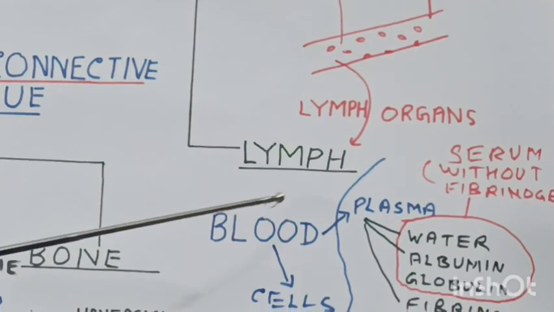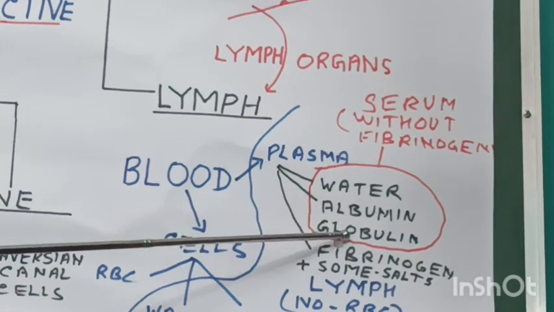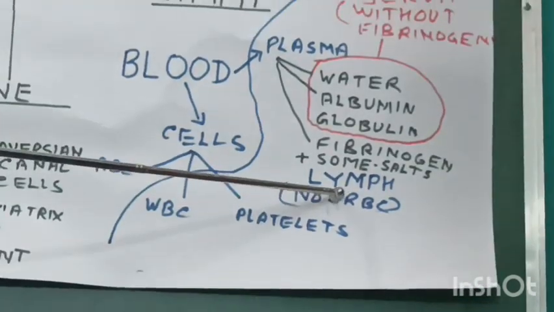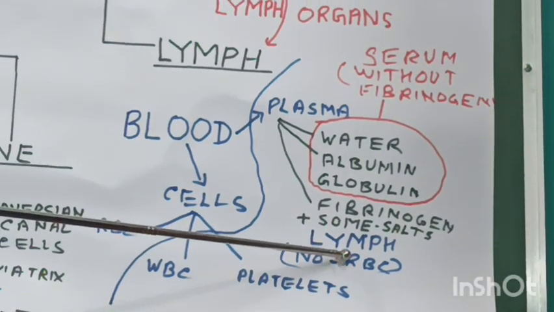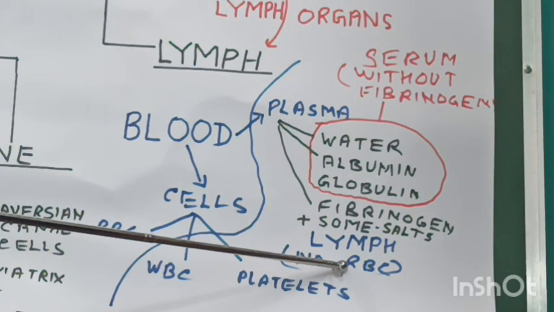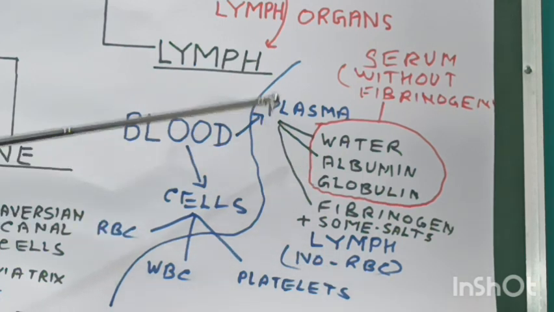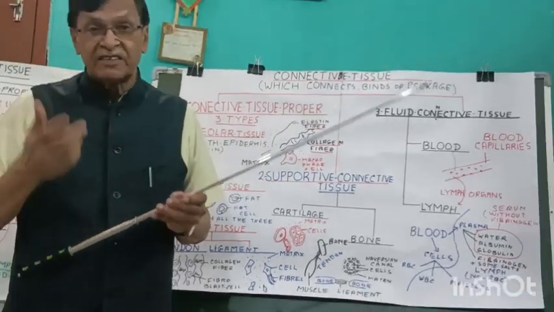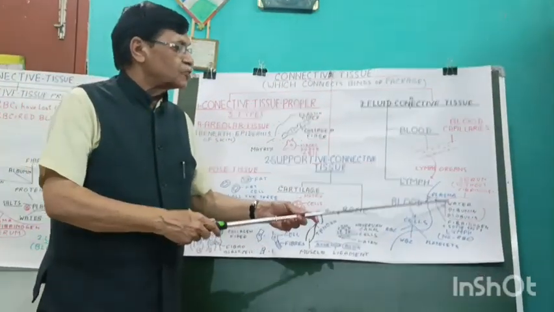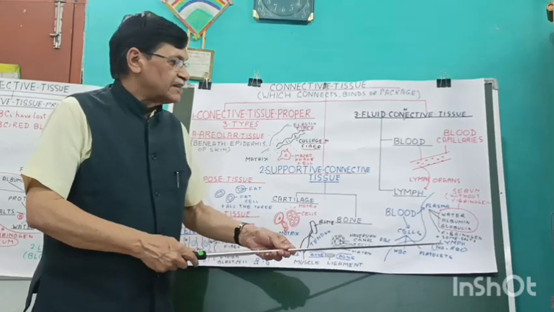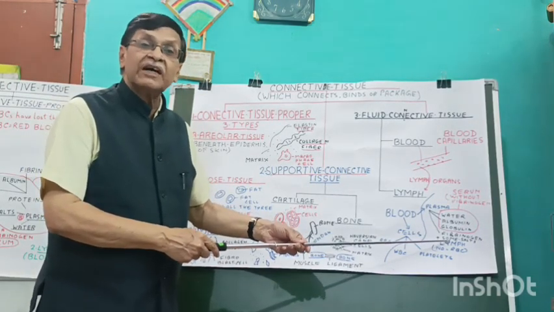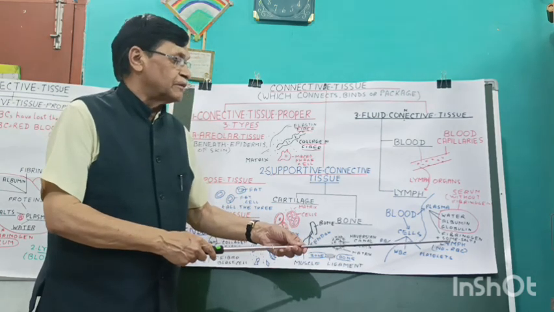Secondly, we have water, albumin, globulin, and fibrinogen. Fibrinogen is for blood clotting. So if fibrinogen has been removed, the remaining fluid is called blood serum. Sometimes in competitions it is asked what the difference is between blood plasma and blood serum. Blood plasma contains water, salts, albumin, globulin, and fibrinogen. But in blood serum there is no fibrinogen, right?